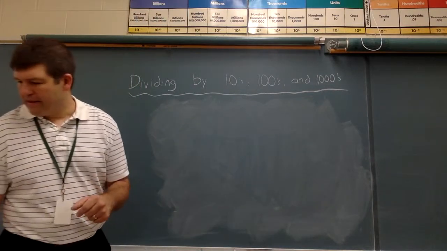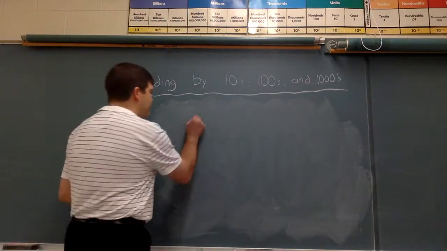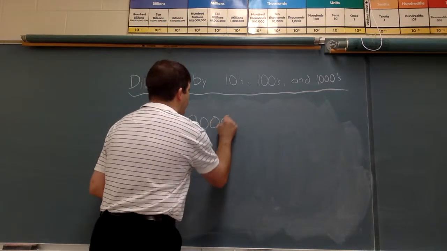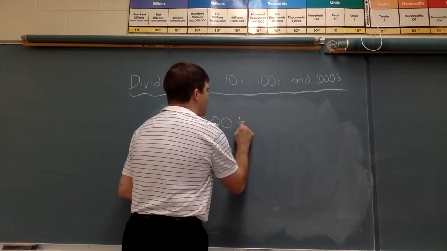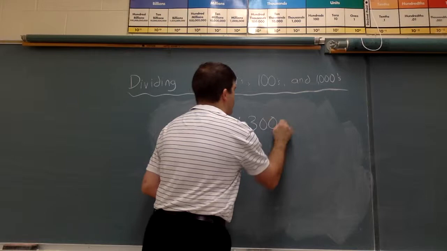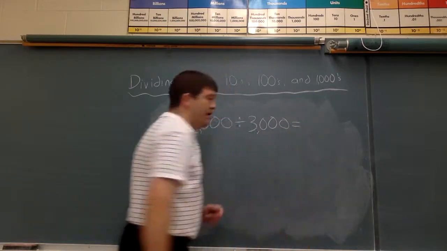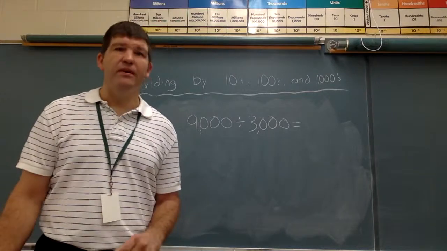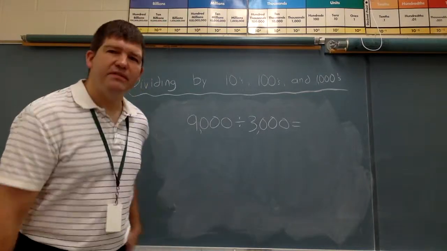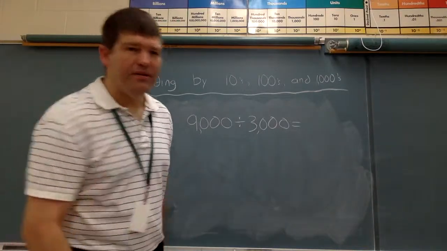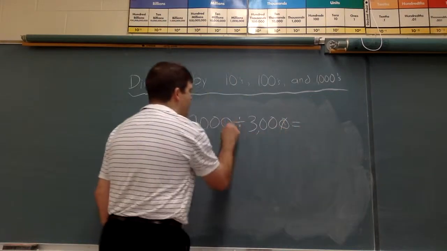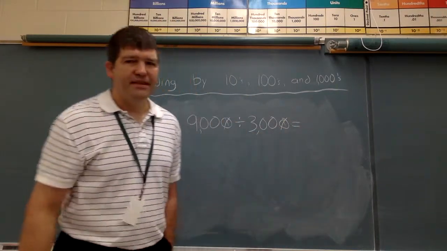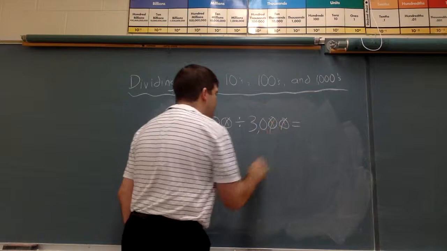Okay, let's go to the thousands. I'm going to do 9,000 divided by 3,000. Okay, a couple of big numbers, but I want to make it simpler. So I do what I've done with the other numbers. I go to my ones, I see a 0 in the 1, yay. And then I look at my 10's and I see zeros, awesome.